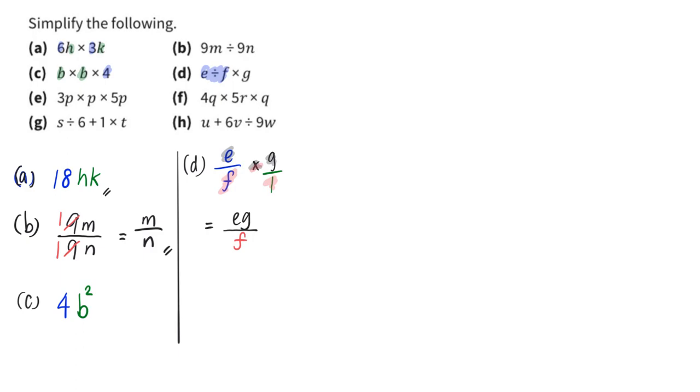For part E, again, when it's multiplied, you will see Mr. Tan doing the coefficient first, meaning 3 times 5, 15. Then Mr. Tan looks at the variables. We have p times p times p. So it's p to the power of 3. Very good. And let's move on to part F.